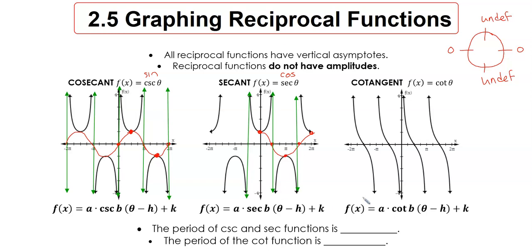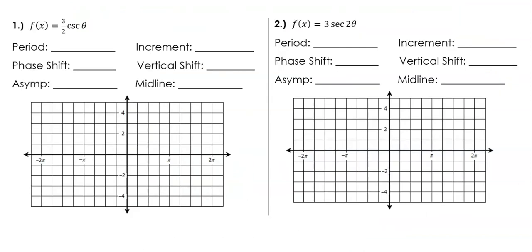So when we're looking here, the period of cosecant and secant is going to be the same as the period of sine and cosine. It is still 2 pi over the absolute value of b. The period for the cotangent function is the same as the period for tangent. Instead of 2 pi over b, it's just pi over the absolute value of b. All right, so let's take a look at some examples over here.